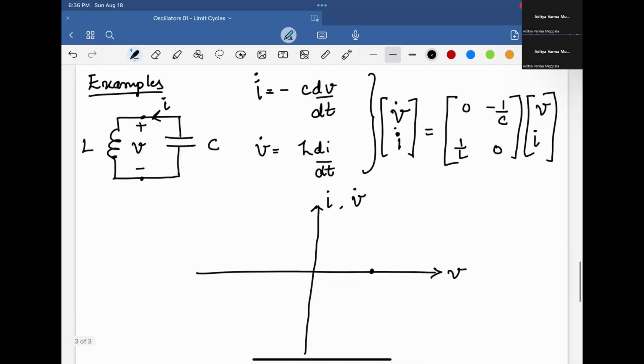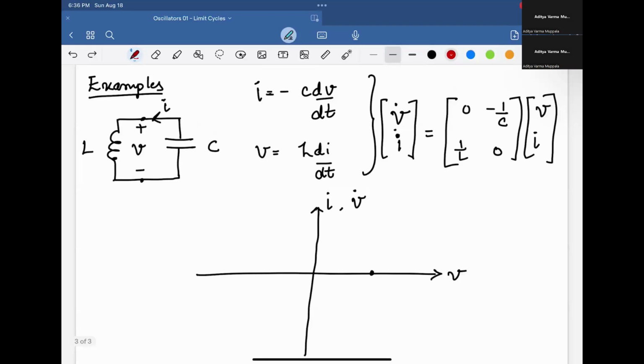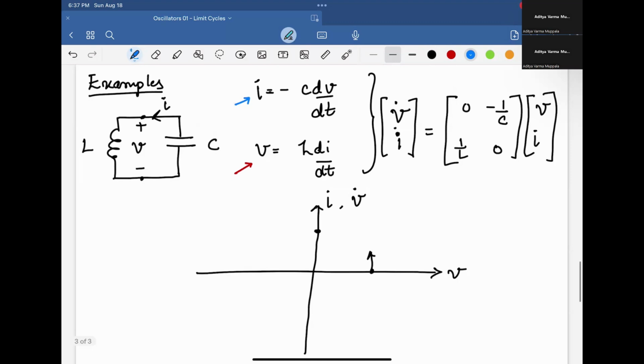Oh no, sorry, these should not have dots on top of them. That's right. So if you look at this equation, if v is positive, then I dot is positive, right? Which means that if I dot is positive, we are moving in the positive I direction. Okay, so then let's take another point here where v is 0 and I is positive. Then we have to look at this equation because v is 0 and we have only positive I. Then v dot is negative, right? Or dv over dt is negative. Which means that point wants to move in the negative v direction.